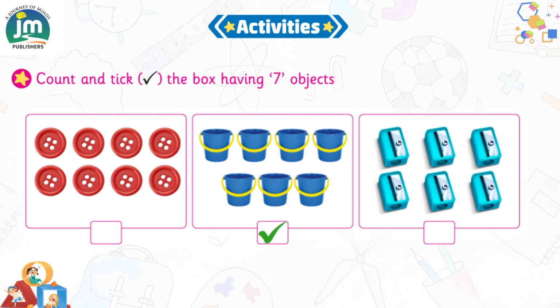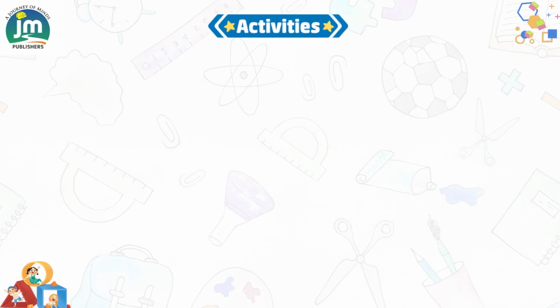Third one is, these are sharpeners. So let's count together with me. 1, 2, 3, 4, 5, 6. 6 sharpeners, not 7. This box has 6 sharpeners, not 7. So, no tick here. Dear students, now look at the middle part.